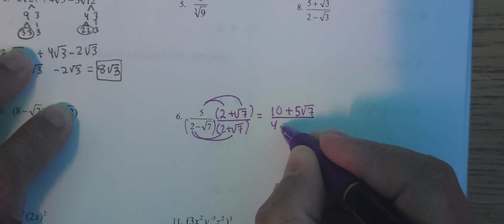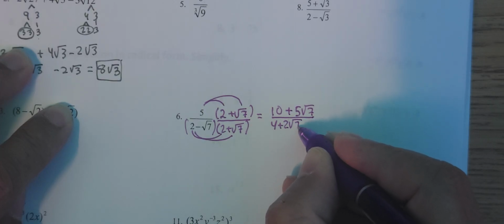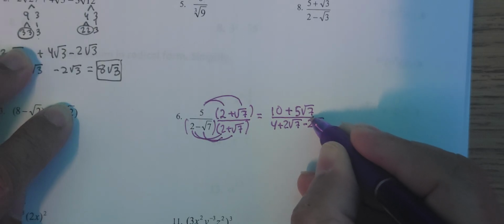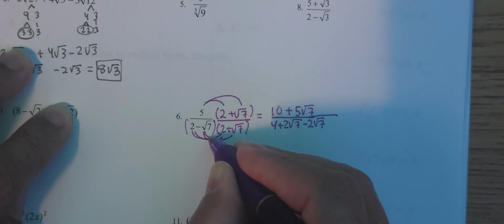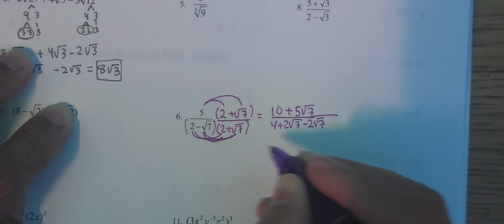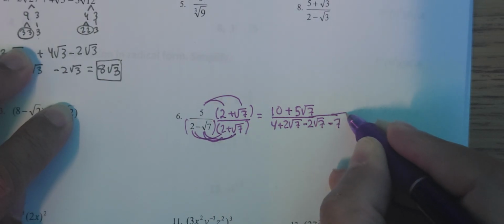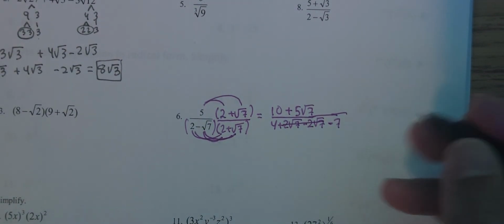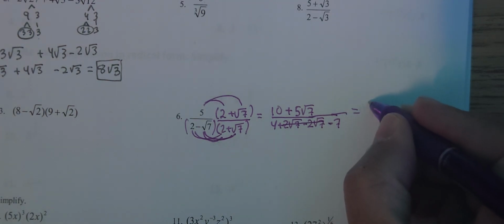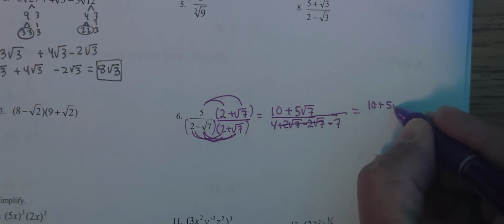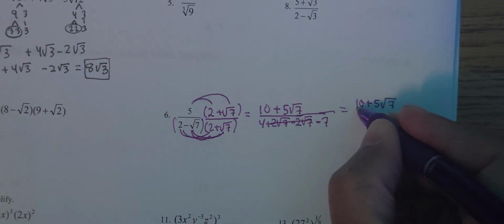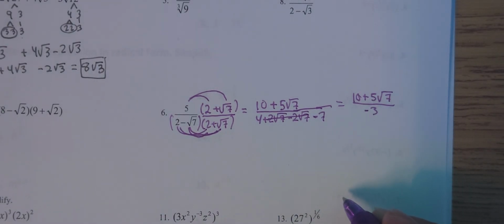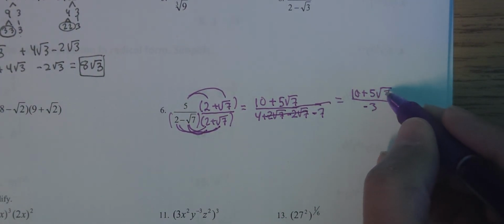2 times the square root of 7, that's plus 2 square root of 7. And negative square root of 7 times 2, that's negative 2 square root of 7. Okay, and negative square root of 7 times positive square root of 7, the radicals cancel, so then we just have negative 7 left. As you know, these two cancel. So then what we have left is, let's see, 10 plus 5 square root of 7 over 4 minus 7, that's negative 3. Okay, so then this cannot be simplified.